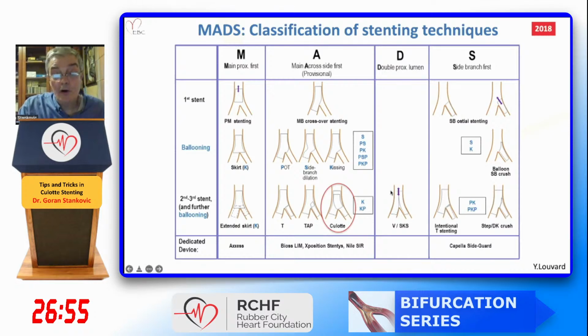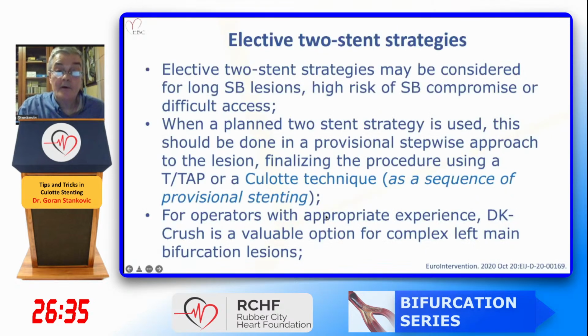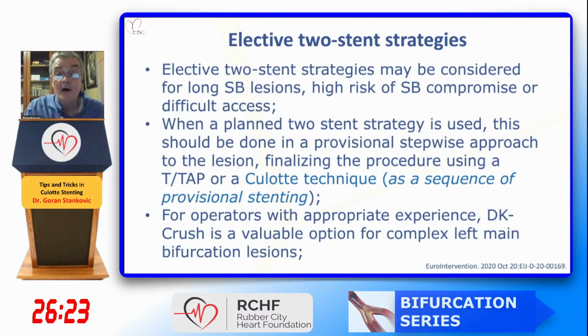So Culotte for us is a sequence of provisional, or a sequence of inverted provisional. In this case, you start like in the case that we saw, stenting from the left main into the circ, and after that we put a second stent as a culotte. In our consensus document in 2020, we wrote that we consider electively two-stent strategies for long and diffuse disease or high risk of compromise or difficult side branch access.